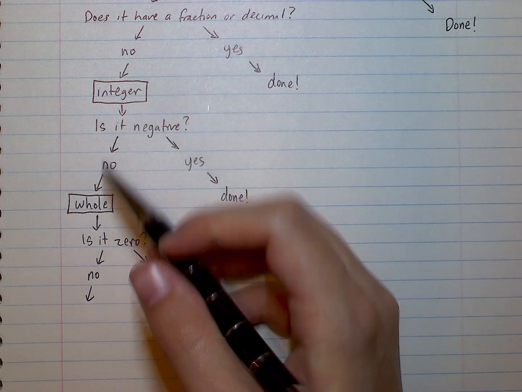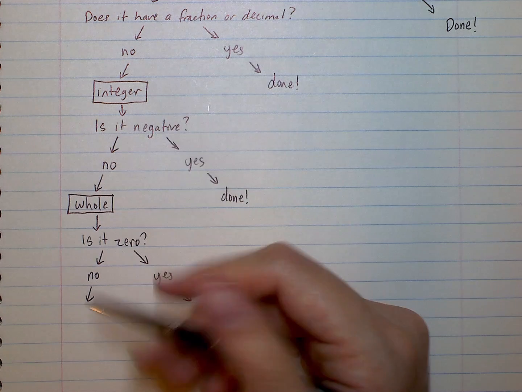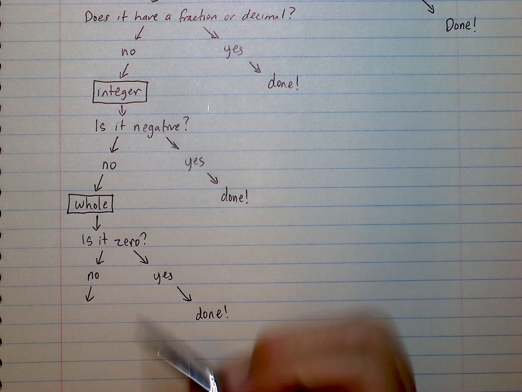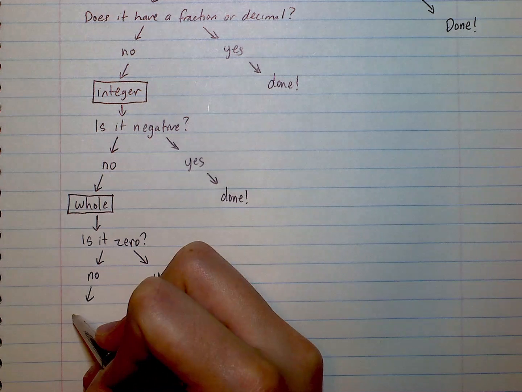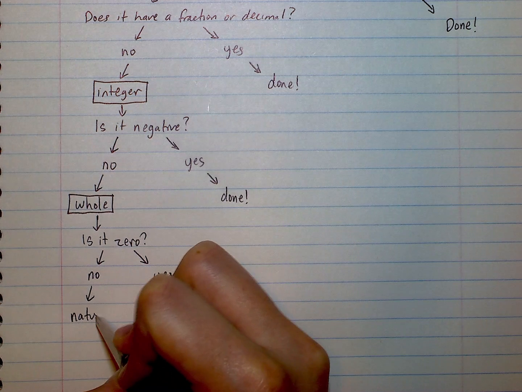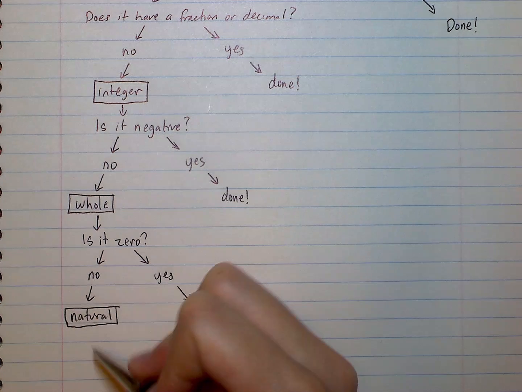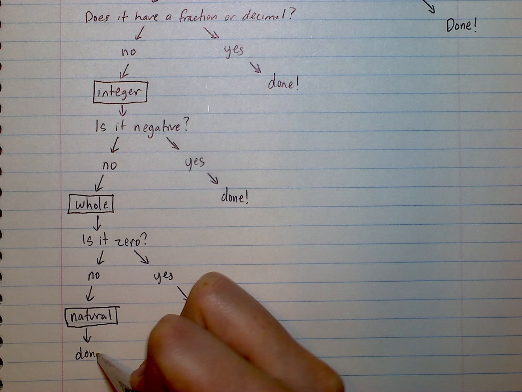Okay, and so now, if it's not 0, what that means is if it's not negative and it's not 0, it's some positive number like 7 or 8 or 20, right? It doesn't have a fraction or decimal. It's not negative. It's not 0. And what that means is that it is also a natural number. And if it's a natural number, that's as specific as we get, and we are done.